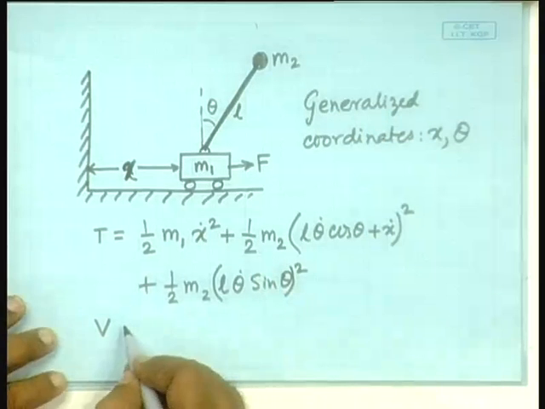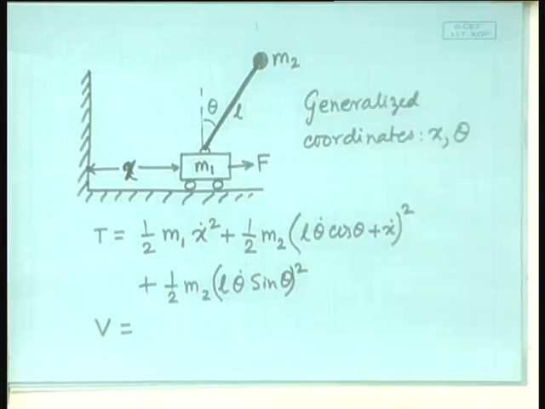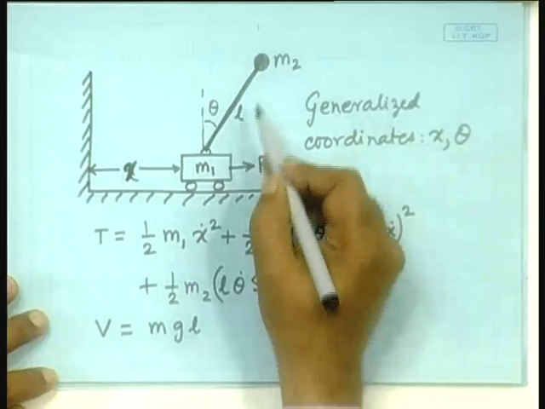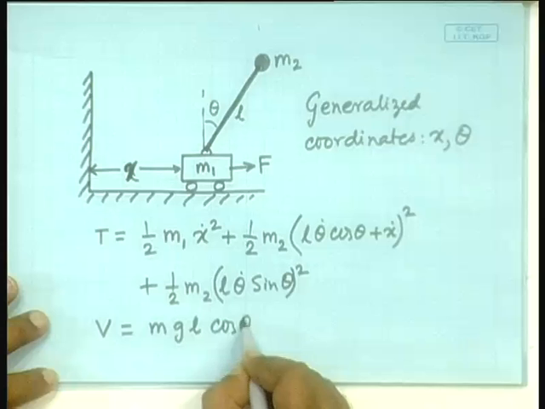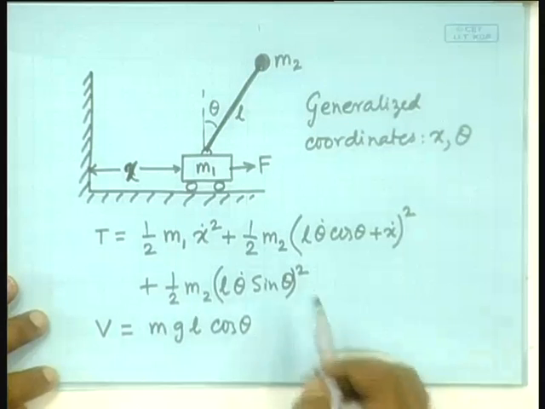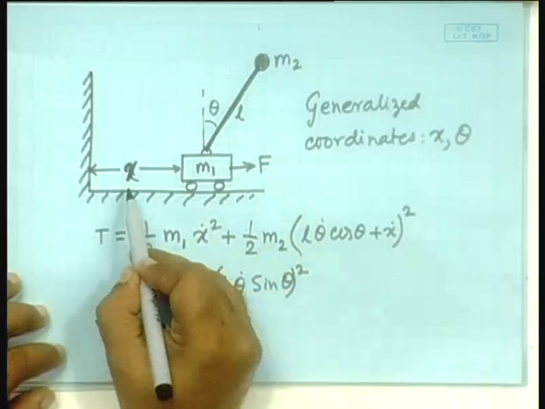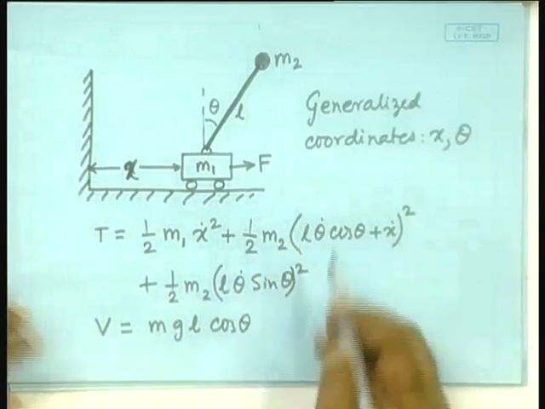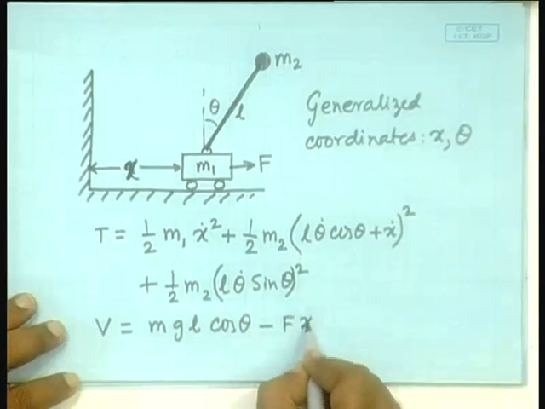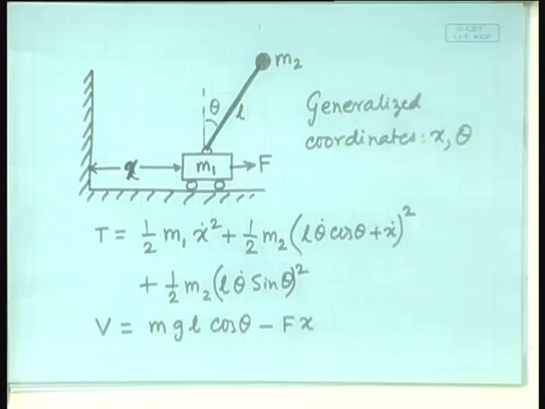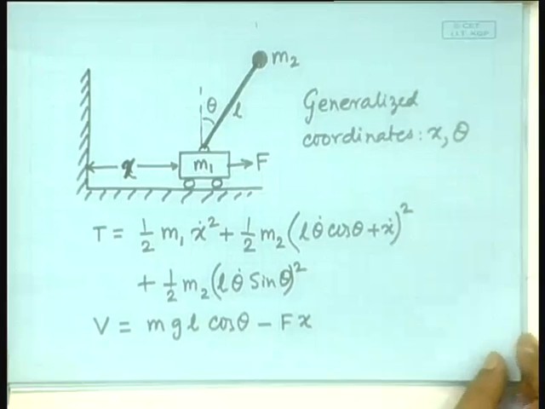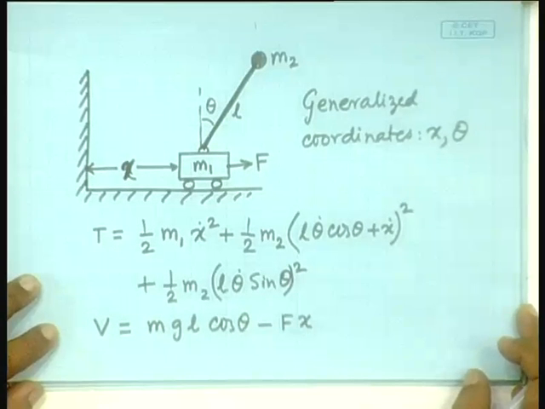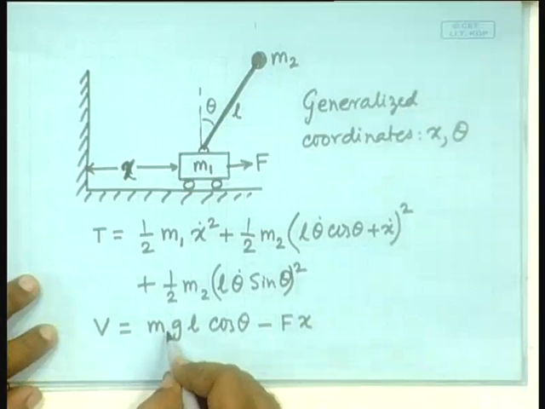So, what will be this quantity? It would be m g L cos theta. Now, F is being applied in the direction of x. X increases in this direction, F is also applied in this direction. So, it will be minus F x. Clear? M2, yes.